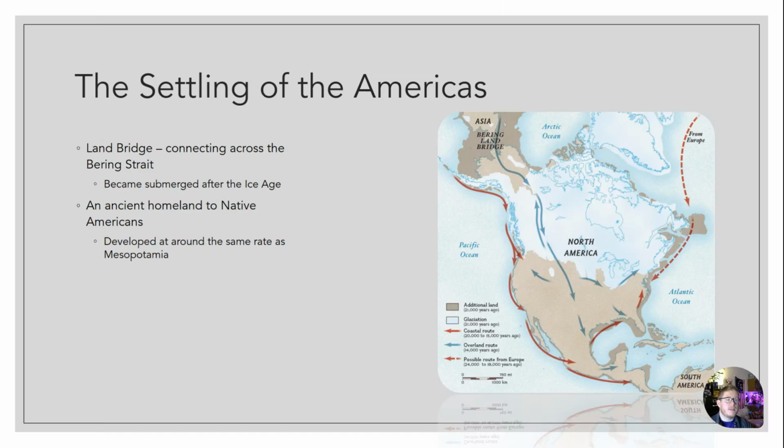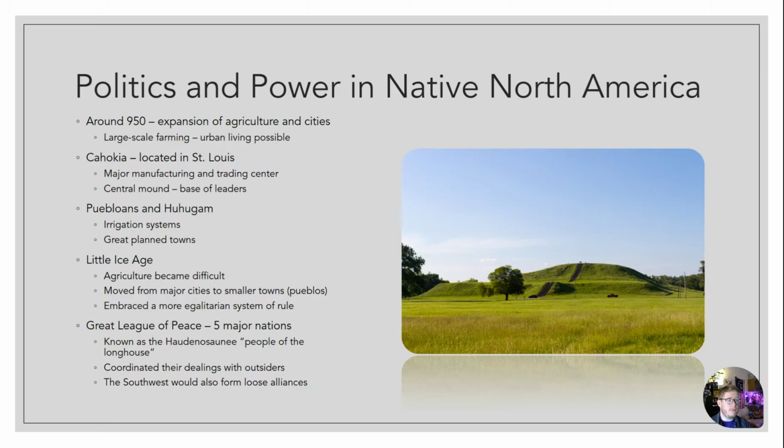Now, this goes towards an ancient homeland to Native Americans that is actually developing at around the same rate as Mesopotamia. So if you've taken a Western Civ class or a world history and you've talked about the Middle East being considered the birthplace of civilization as we know it, well, that's not entirely accurate because we have native populations at about the same rate of advancement here in the Americas at that point.